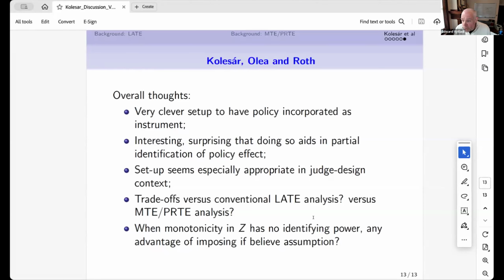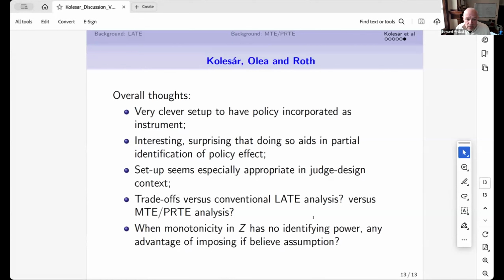I mean, there's some trade-offs versus conventional LATE analysis or versus policy relevant treatment effect analysis. So, for example, for PRTE, you might, for better or for worse, impose some functional form restrictions on the marginal treatment effect, which helps if you believe the restrictions that you're imposing. It facilitates leveraging variation in response to Z, the variation in response to the policy, if you believe that's valid to do, which Michal argued very persuasively it might not be in this context.